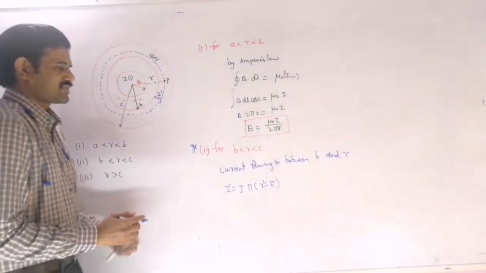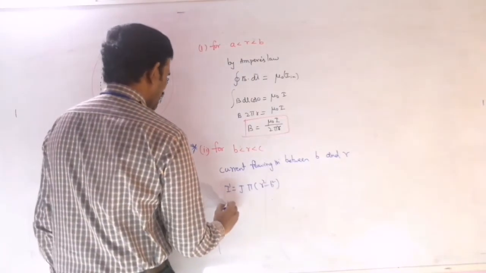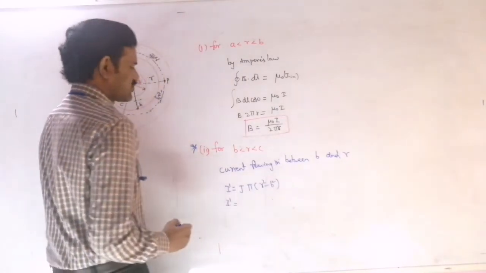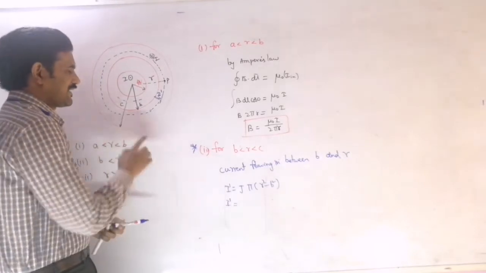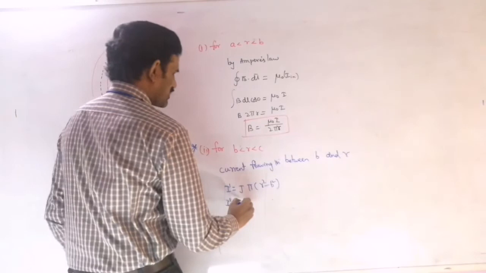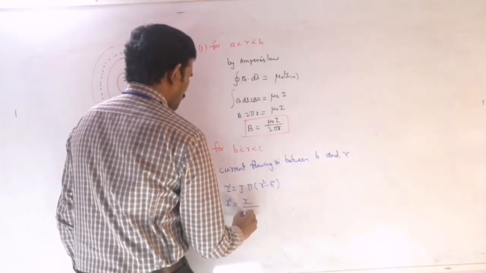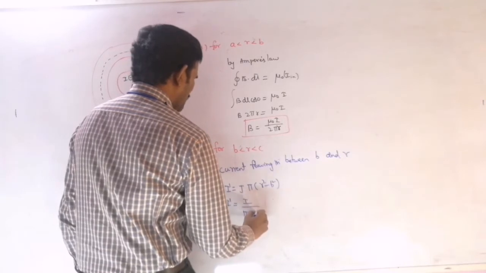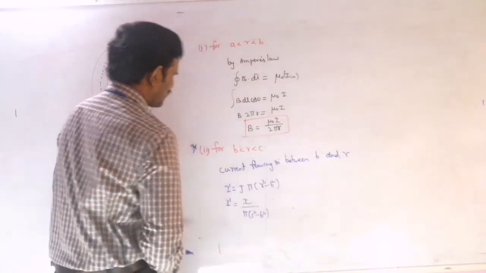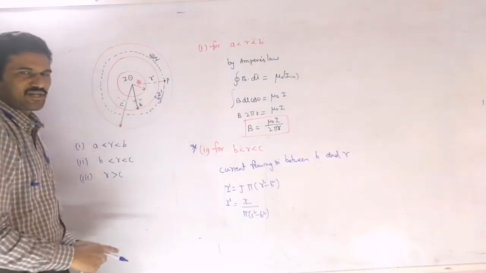So now this is our J into that area we are writing. And next, that J value we need to write here. J value means current density for this cylindrical shell. So the current density for that cylindrical shell is I by pi into c square minus b square. This current is distributed in between b and c, so that area we are writing.